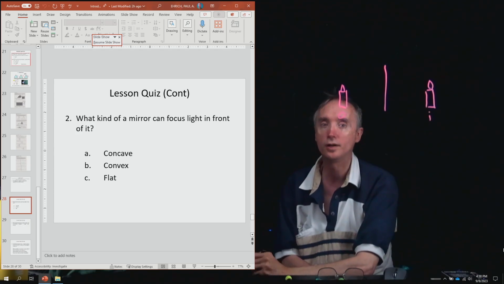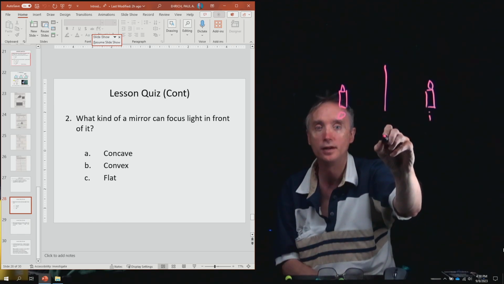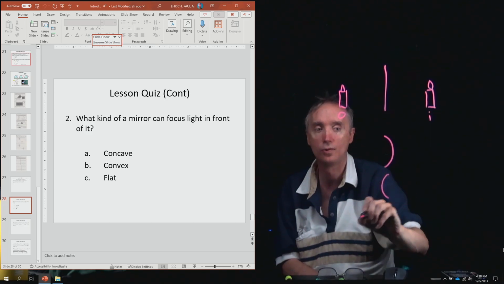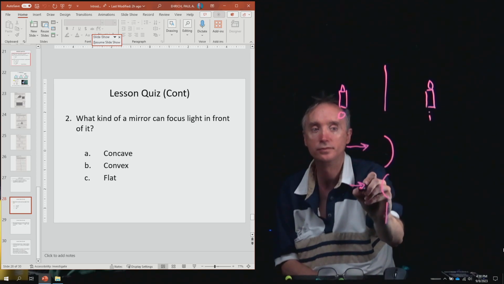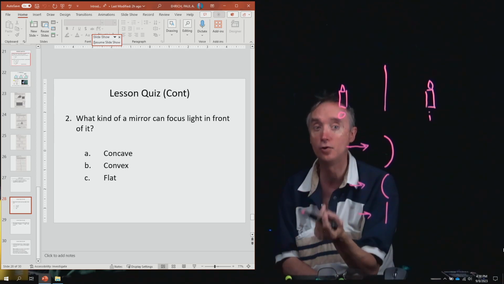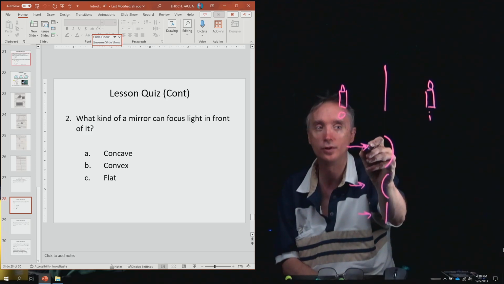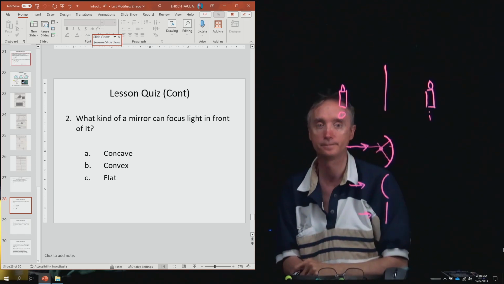Question number two, what kind of mirror can focus light in front of it? You have your choice between a concave, a convex, or a flat mirror. The light is coming from this direction into each one of the mirrors. So the question is, which one can focus light in front of it? That's going to be the concave. The light, when it hits here, is going to come to a focus right there.